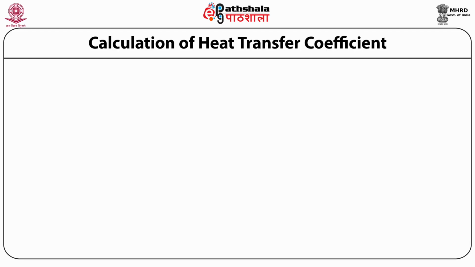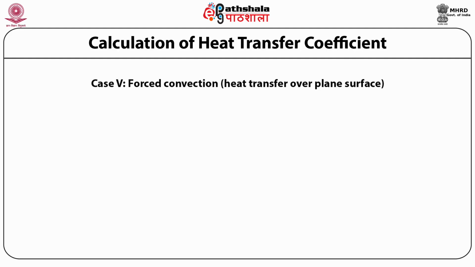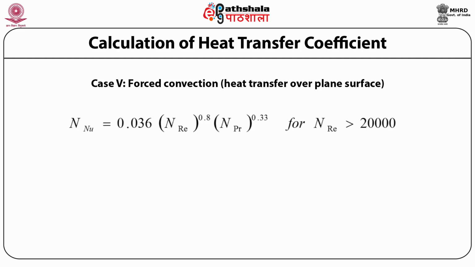Now we will come to the last case, that is case 5, forced convection with heat transfer over the plane surface. In case of heat transfer over the plane surface, Nusselt number is equal to 0.036 into Reynolds number to the power 0.8 into Prandtl number to the power 0.33. This is when the Reynolds number is greater than 20,000 and the convective medium is liquid.